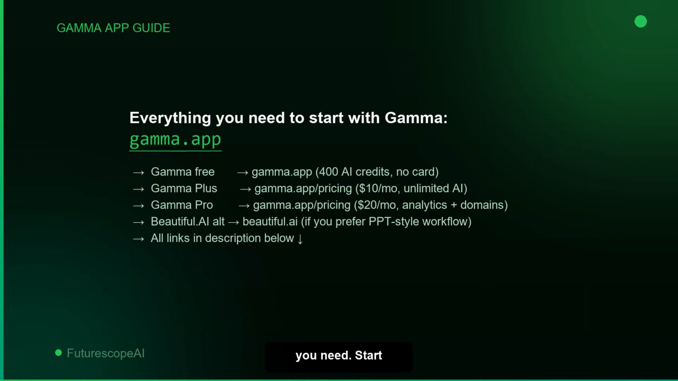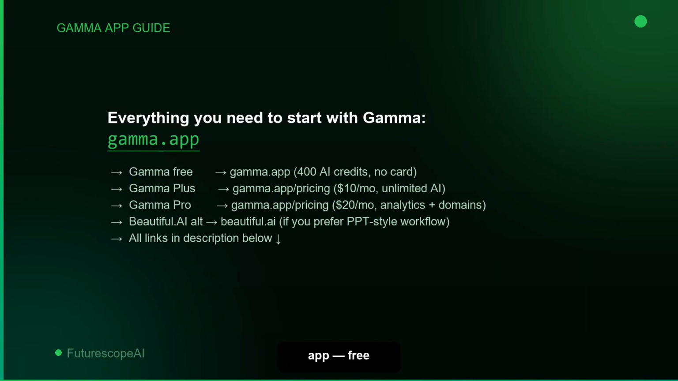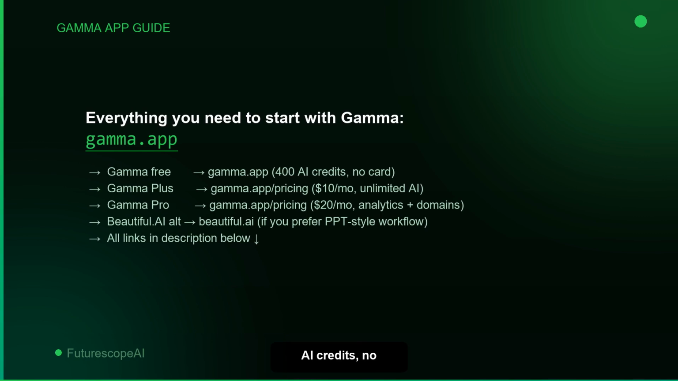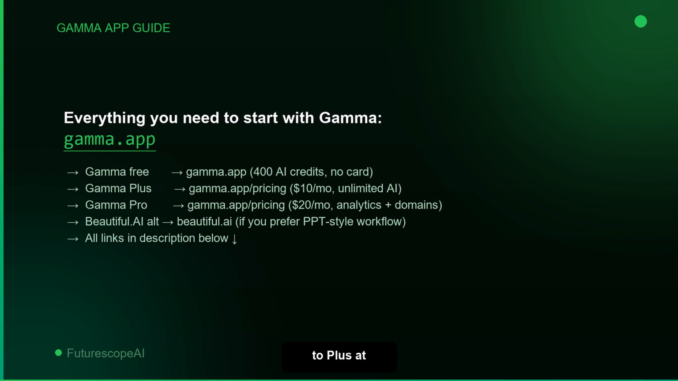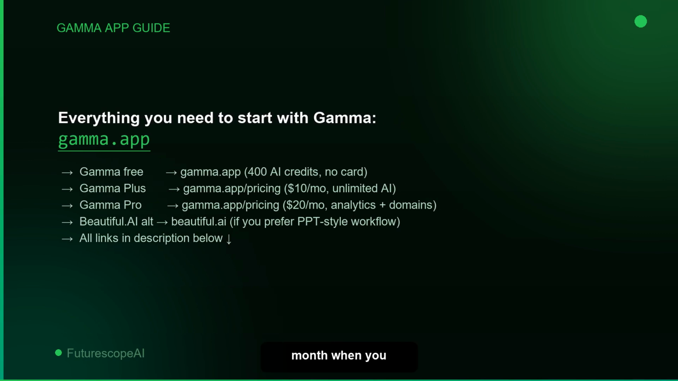Here is everything you need to get started. Gamma.app, free account, 400 AI credits, no credit card. Upgrade to Plus at $10 a month when you want unlimited AI and no branding. Upgrade to Pro at $20 when you need analytics and custom domains.